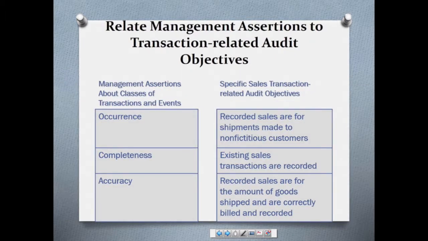So as I said before, auditors determine their audit procedures or their audit objective based on management's assertions, right? So they're going to gather evidence. I gave these examples already, but just in occurrence, the management makes an assertion that revenue is valid. Auditors gather evidence, perform audit procedures to gather evidence that they are indeed valid. So reported sales are of shipments made to non-fictitious customers.